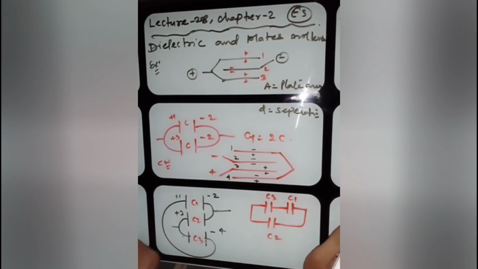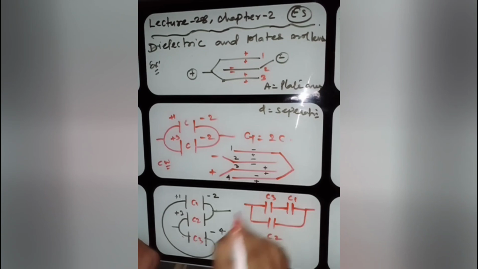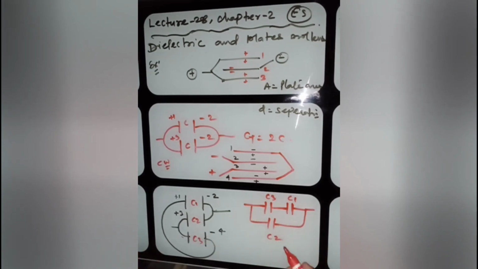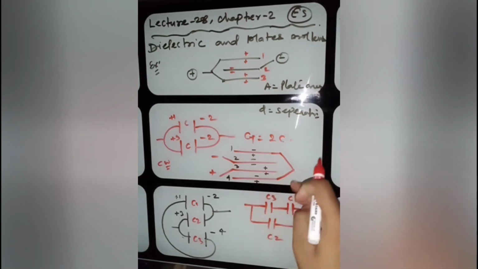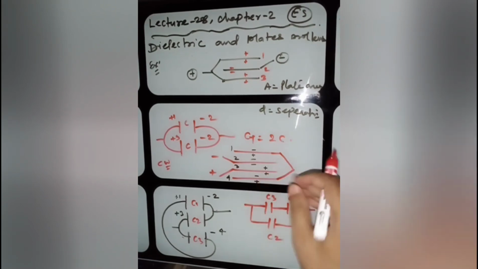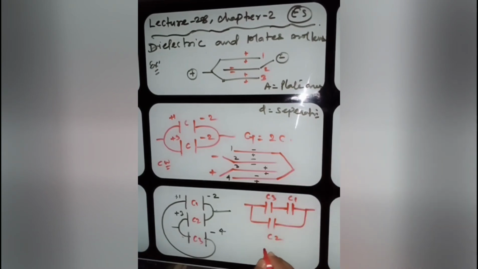Now the terminals: you can see one terminal between C1 and C2, and the other terminal between C2 and C3. You can see easily these two are in parallel, and this one is in series. If you are not able to understand, repeat this video again and again and try to understand. Now the answer will be: these two in series, C1 C3 by C1 plus C3, plus C2.